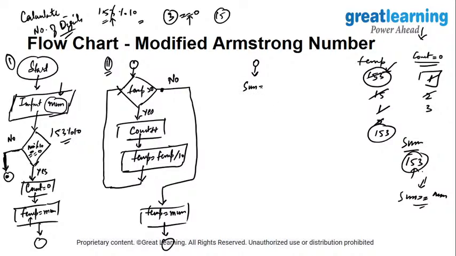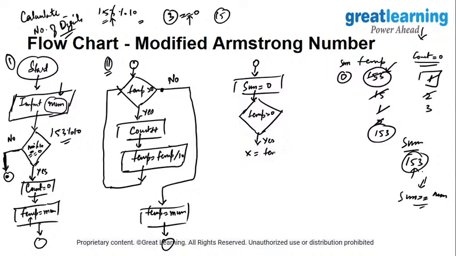Now I will initialize my new variable, sum, and it is equal to 0 at the starting. Now we will check if this temp is greater than 0. If this temp is greater than 0, what will happen? That means there is something in this temp. So if this is yes, we will store it in a variable x, and then we will try to take out the numbers one by one.